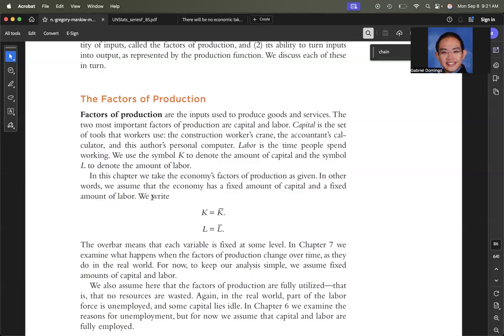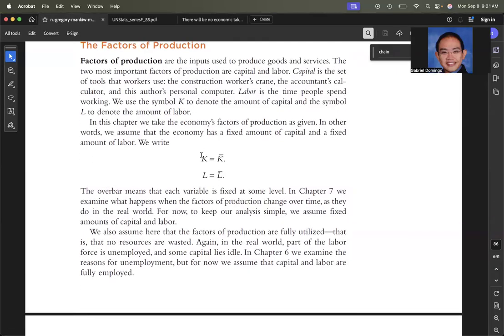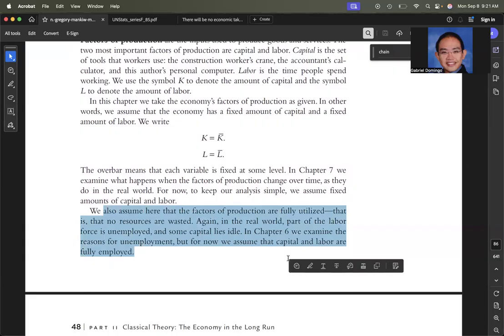In this chapter, we take the economy's factors of production as given. In other words, we have a fixed amount of capital K and a fixed amount of labor L. So our K is equal to K bar, which is some value, and our L is equal to L bar, which is some value. That's what the over bar means: each variable is fixed at some level. We also assume that all factors are fully utilized and no resources are wasted.